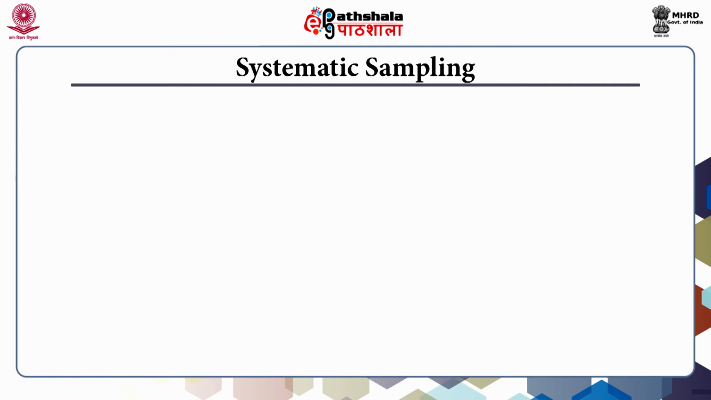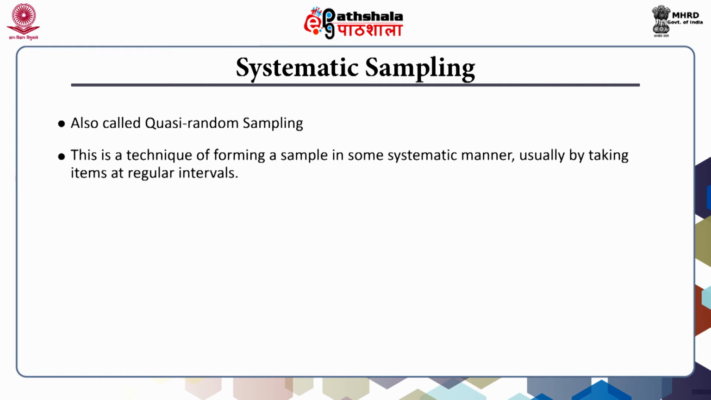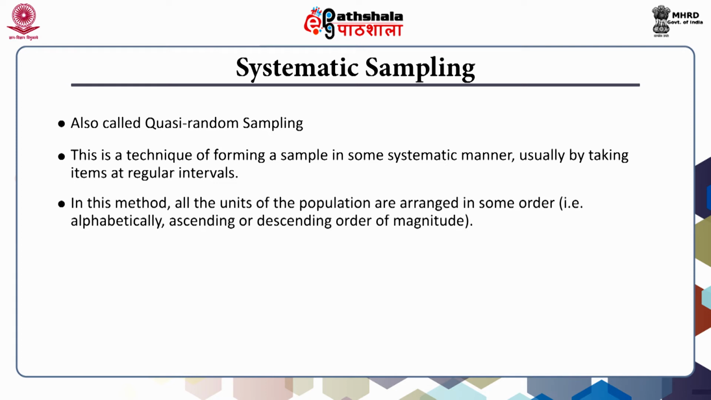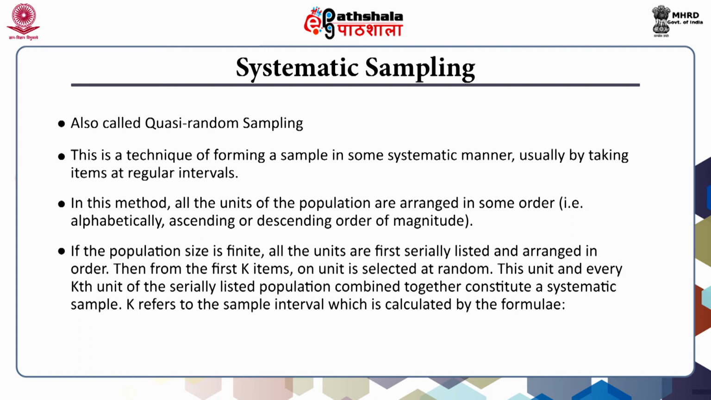Systematic sampling. This is also called quasi-random sampling. This is a technique of forming a sample in some systematic manner, usually by taking items at regular intervals. In this method, all the units of the population are arranged in some order, either alphabetically or ascending or descending order of magnitude. If the population size is finite, all the units are first serially listed and arranged in order.